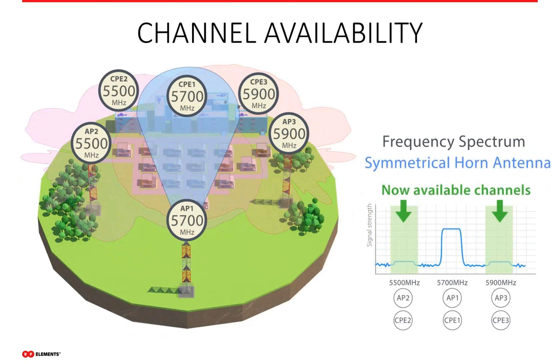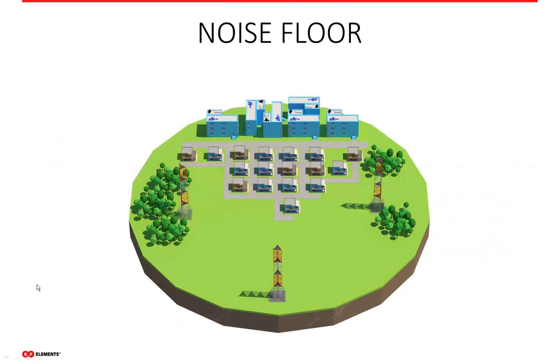You just don't know it until you actually use a horn and see what the spectrum looks like through a horn antenna. Looking at it through a traditional sector, with huge side lobes and unbalanced beam patterns, makes it seem like you don't have the spectrum. So horn antennas allow you to be much more efficient with the spectrum that you actually have available.